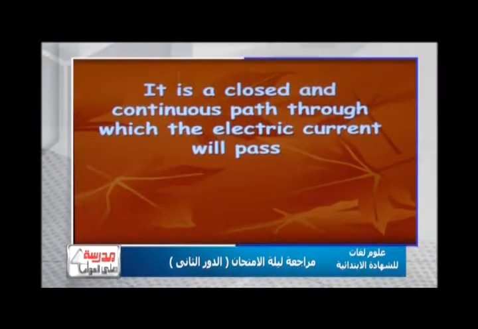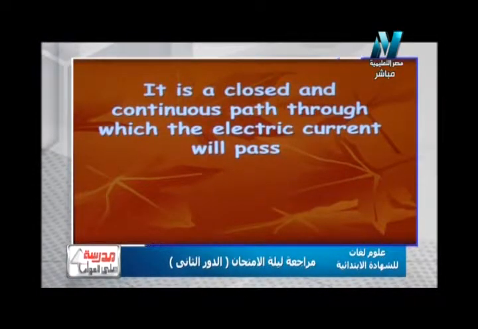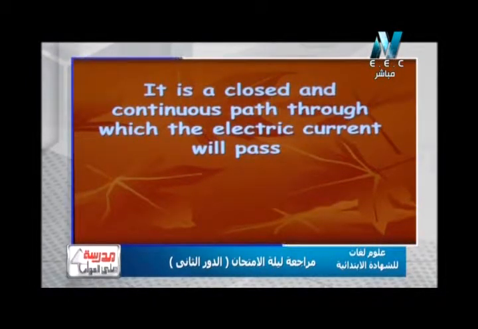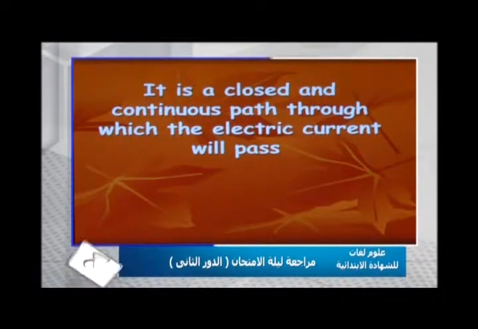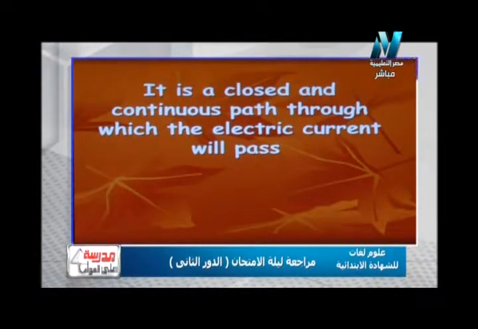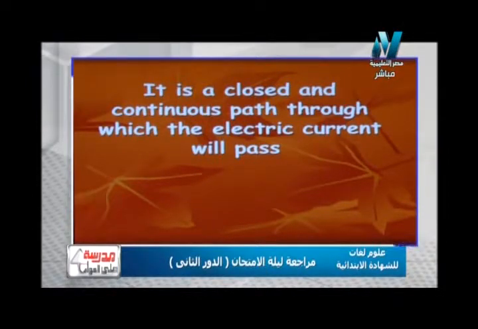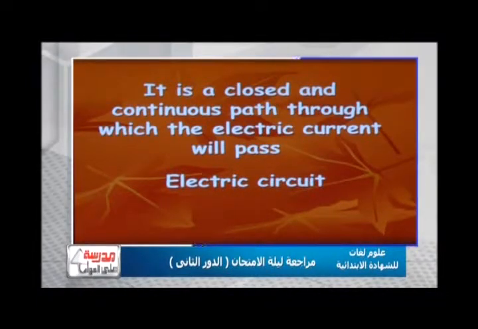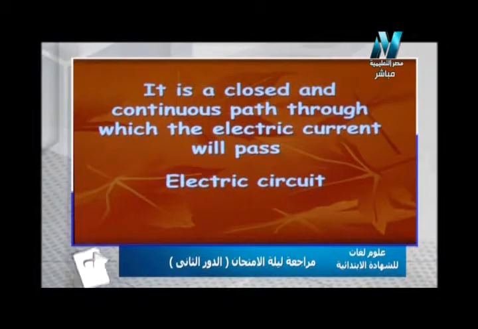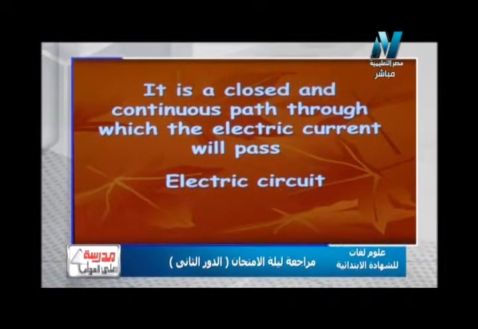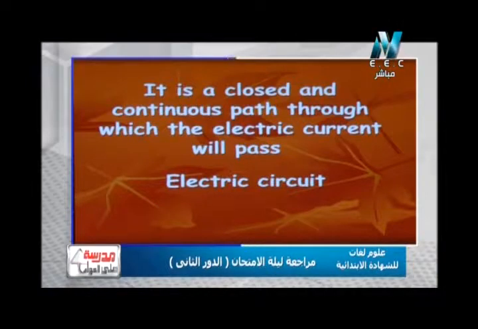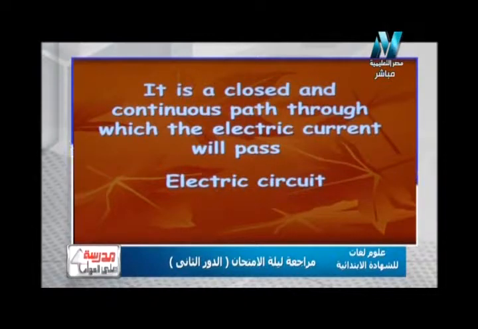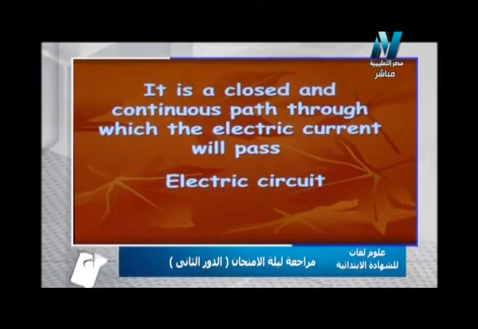Another question: it's a closed and continuous path through which the electric current or the electrons will pass. Whenever I find the words closed and continuous path for the electric charges, surely it will be the electric circuit. Electric circuit is a closed and continuous path through which the electric current will pass.